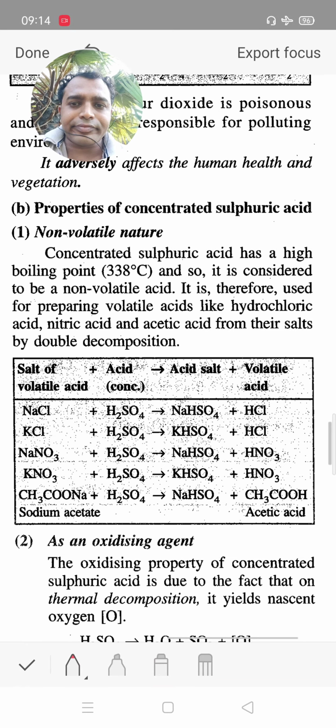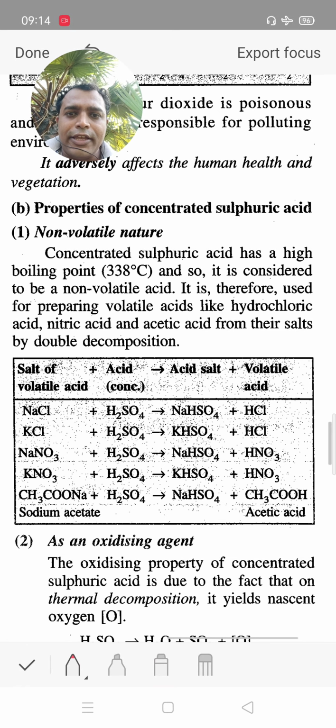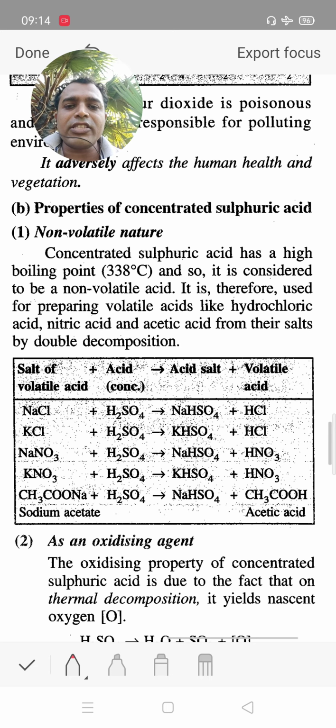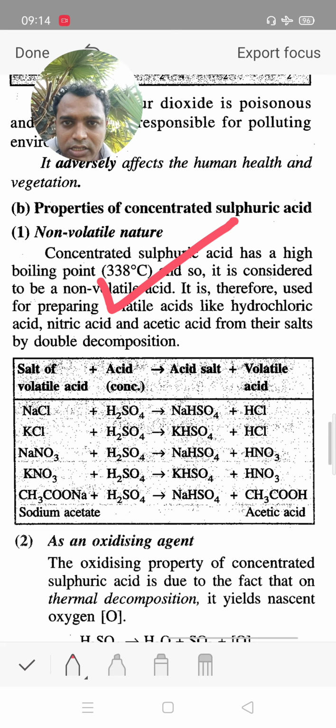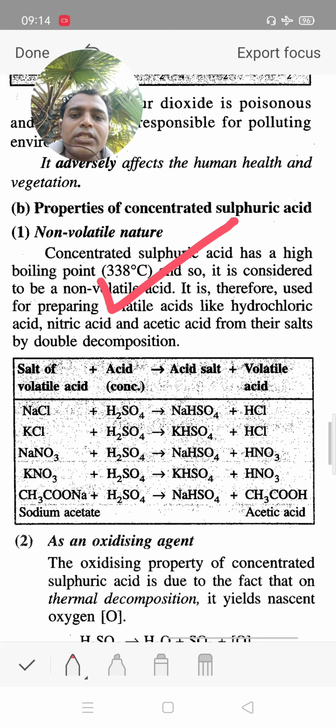Hello students. Today we discuss the properties of concentrated sulfuric acid. Concentrated sulfuric acid is a non-volatile acid which is used for the preparation of volatile acids like HCl, hydrochloric acid, and HNO3, nitric acid. It is also used for the preparation of weak acetic acid.